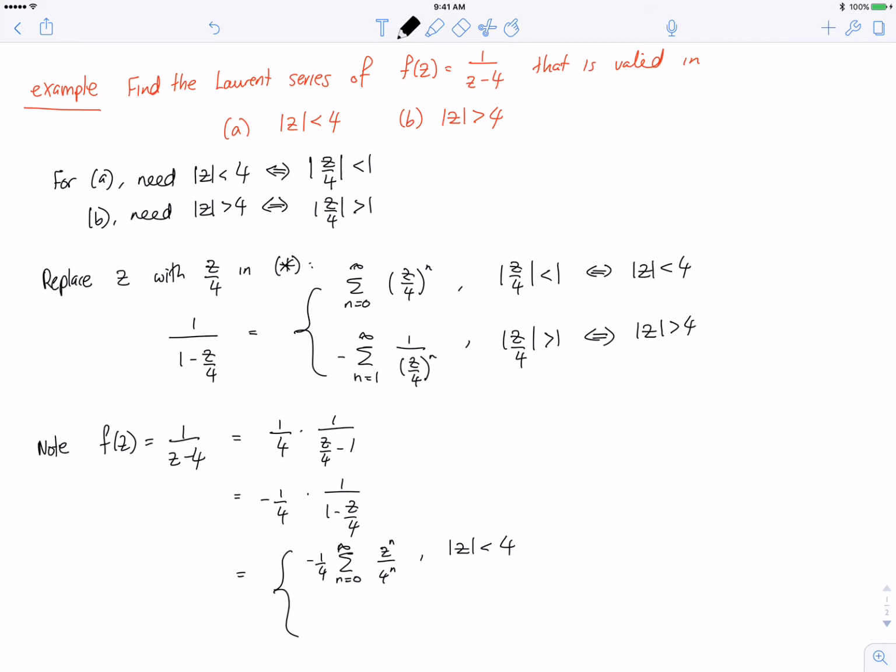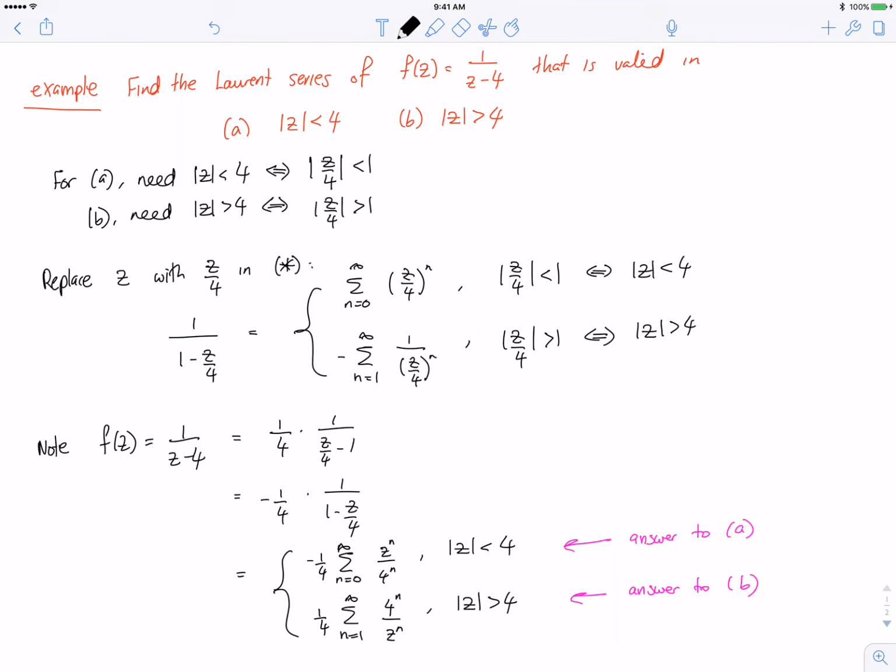And if I multiply the bottom component by negative a quarter, I get positive a quarter, sum from n equals 1 to infinity. Now z on 4 to the power of n, if I do 1 over that, that's going to become 4 on n to z to the power of n. And this is valid when modulus of z is greater than 4. And that's it, actually, I'm finished. So this is my answer to part A, and this one's my answer to part B, right?